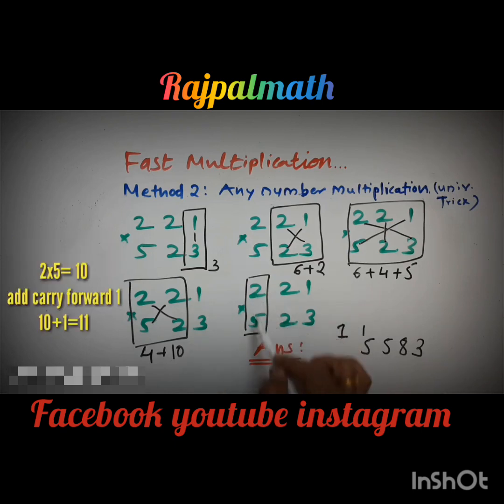Let's multiply 5 into 2 is 10. So 10 plus 1 is 11. So 115583 is my answer.